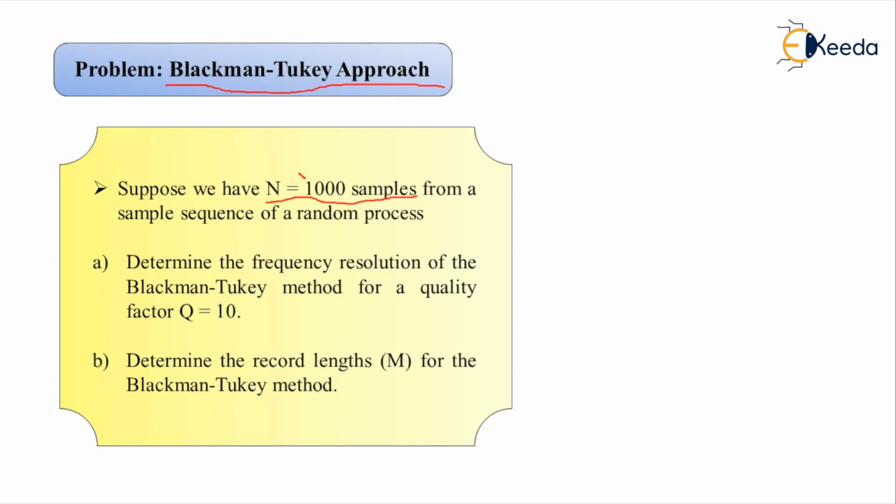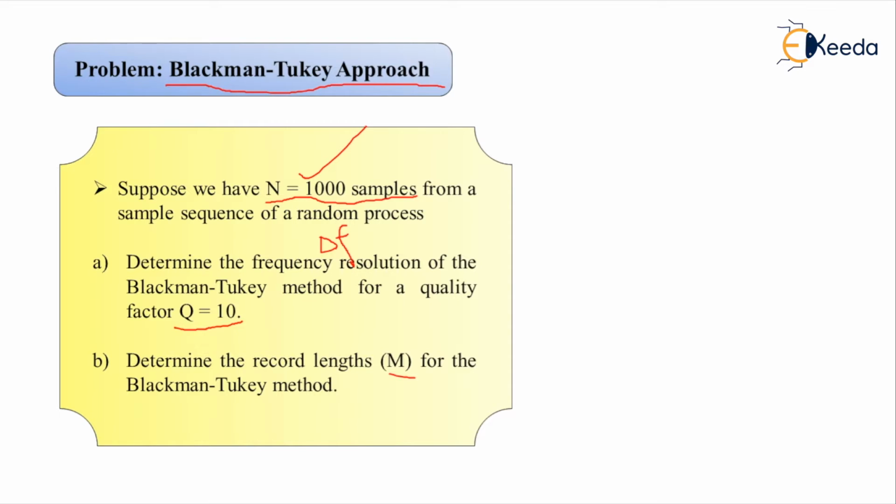For this given data, we have to determine the frequency resolution, which can be simply denoted by delta F here. Delta F is the frequency resolution; in terms of radians, we would compute delta omega. For the determination of the frequency resolution, another value is also given: the quality factor Q is equal to 10. So this will be part A, and in part B we need to determine the record length, denoted capital M, for the Blackman-Tukey method.